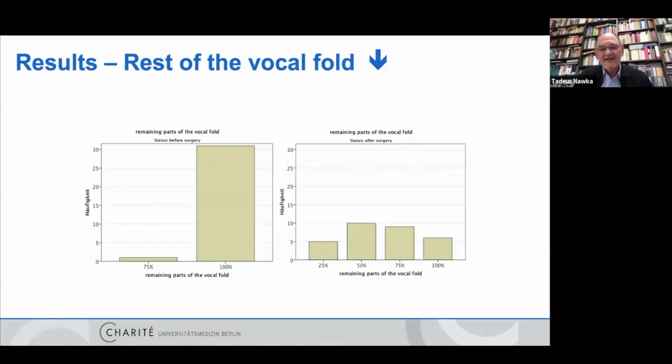So now here you can see how much of the vocal fold has been resected in our series. So only a fourth or half of it, or 3/4, or the whole of the vocal fold have been taken during the intervention. Not all of these patients were from Charité, but they also were from other centers in Germany.